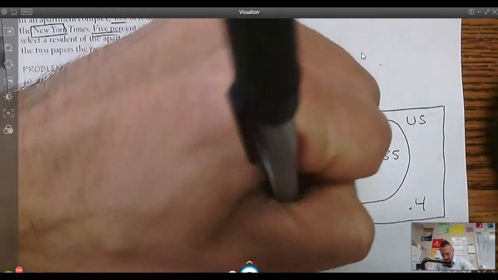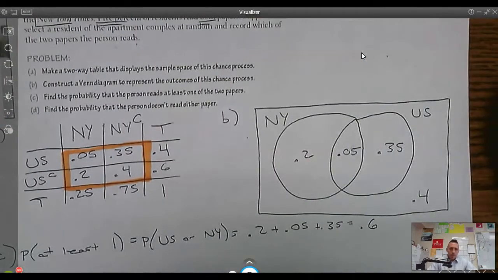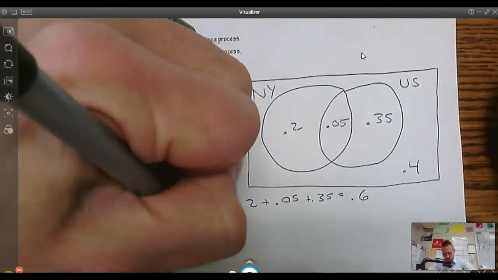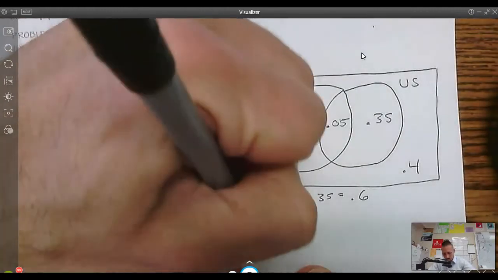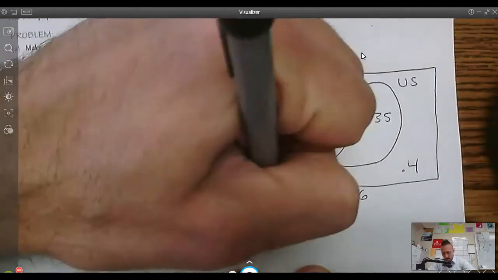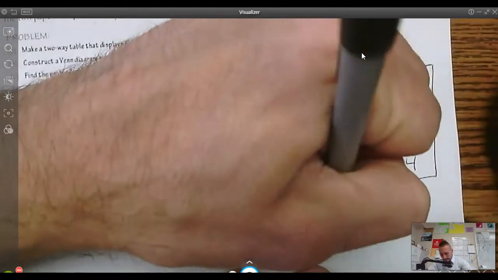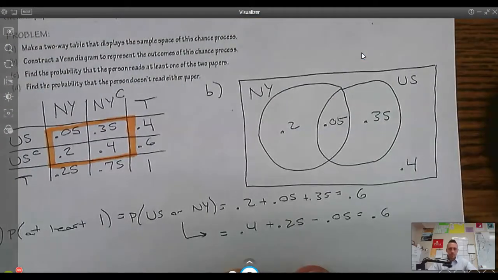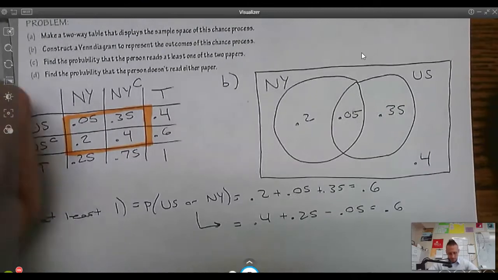0.2 plus 0.05 plus 0.35 is 60%. Those of you who are very formula-based, if you want to use the formula that we showed you earlier in the lesson, the probability they read the USA Today is 40%, plus the probability they read the Times is 25%, minus the probability of both, 5%, is 60%. Doesn't matter which way you do it, show your work, do the one that makes sense to you.